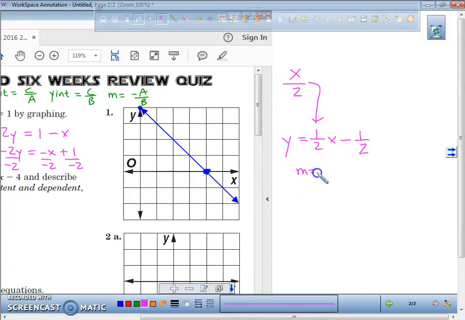What's my slope? 1/2. What's my y-intercept? Negative 1/2. By the way, if you plug in a 1 for x, you get a half minus a half. So think of it, if you had a table and I said you plug in 1, what's a half minus a half? 0. So plot 1, 0. That's one of the points that would be on the graph.